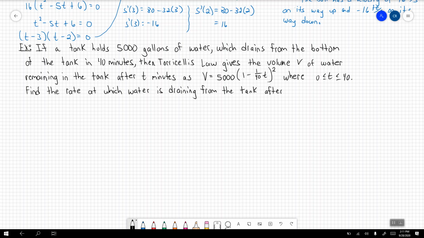The problem already said that it takes 40 minutes to drain the whole tank, which means t is going to start at 0. That's when we start to count, and then 40 minutes later it's completely drained. So the question here is find the rate at which water is draining from the tank after 20 minutes.